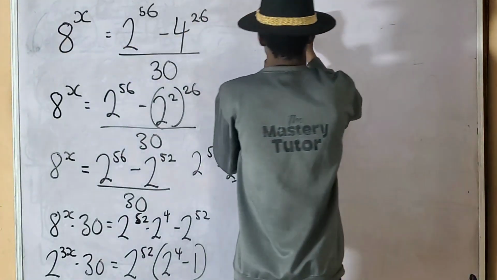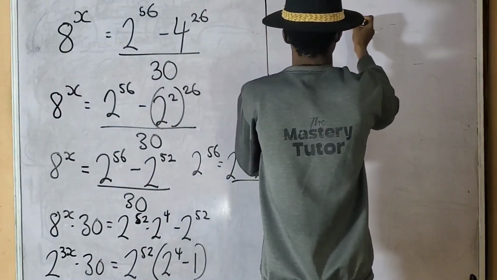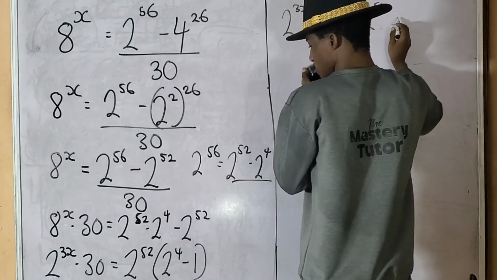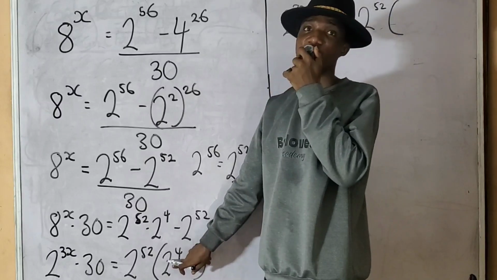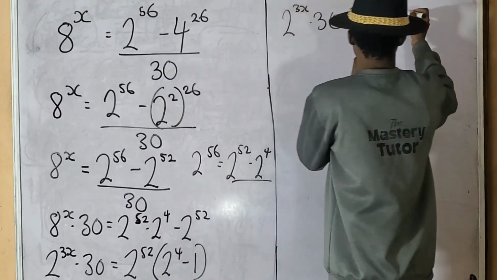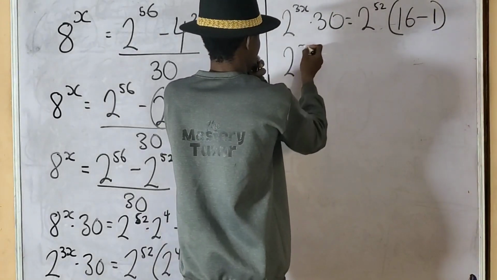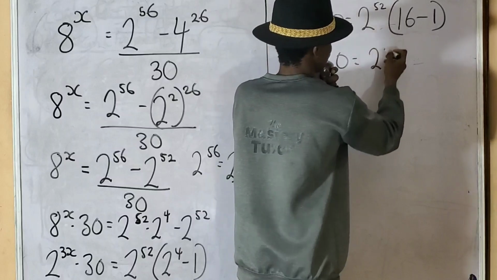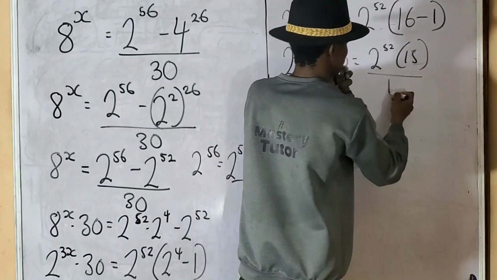From this, I'm going to have 2 raised to the power of 3x multiplied by 30 is equals to, now, 2 raised to the power of 52 multiplied by 2 raised to the power of 4 is 16, right? So I'm going to have 16 minus 1. Okay. 2 raised to the power of 3x multiplied by 30 is equals to 2 raised to the power of 52 multiplied by what? 15. I'm going to divide both sides by 15.